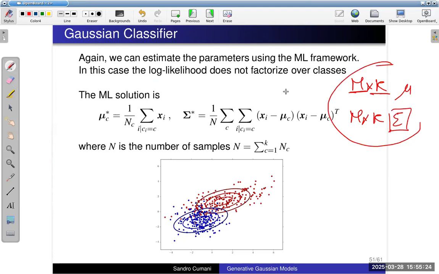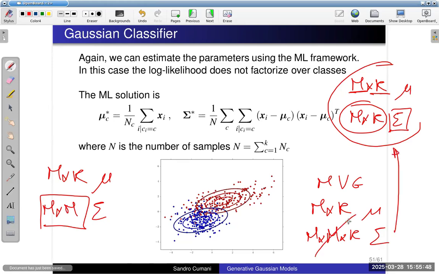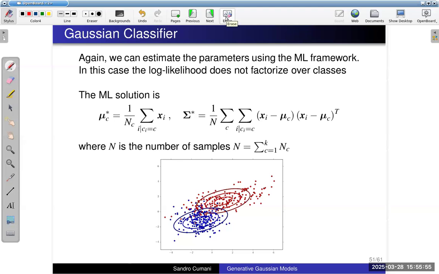So the naive Bayes reduced the number of parameters with some assumption. The tied model will have, again, m times k parameters for the mean and just m squared parameters for sigma. So you see that this does not depend on k. The multivariate Gaussian classifier had what? M times k for the mean and m squared times k for the covariance matrix. So you see naive Bayes drops an m, while the tied model drops the k. So I reduce the number of parameters. Of course, these models work well if my assumptions are reasonable for the data.